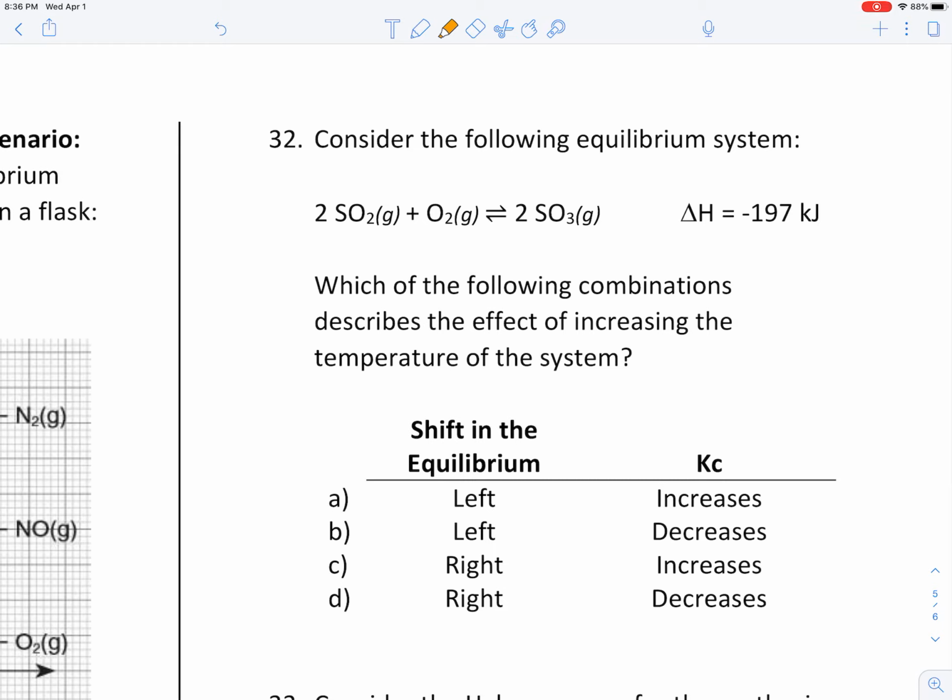Number 32. Pause and give that a try. So what is the effect of increasing temperature on this equilibrium?